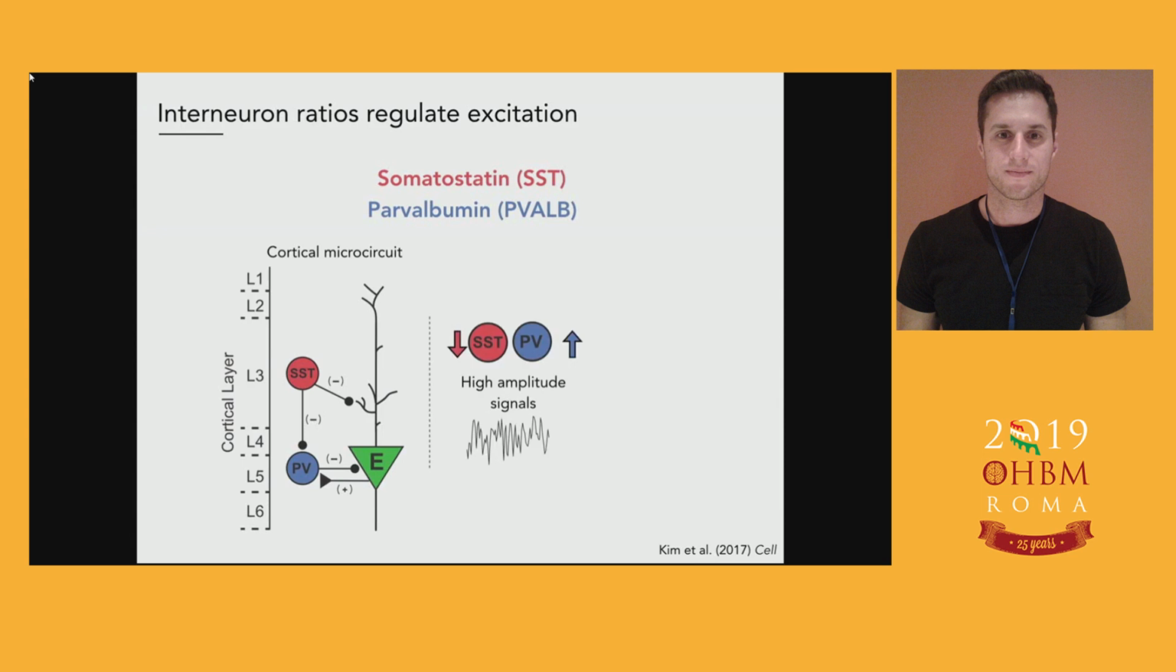I can't get into the details, but the model hypothesizes that a relative increase of parvalbumin interneurons will result in higher amplitude cortical signals, as opposed to a relative increased abundance of somatostatin interneurons, which is predicted to be associated with lower amplitude signals.